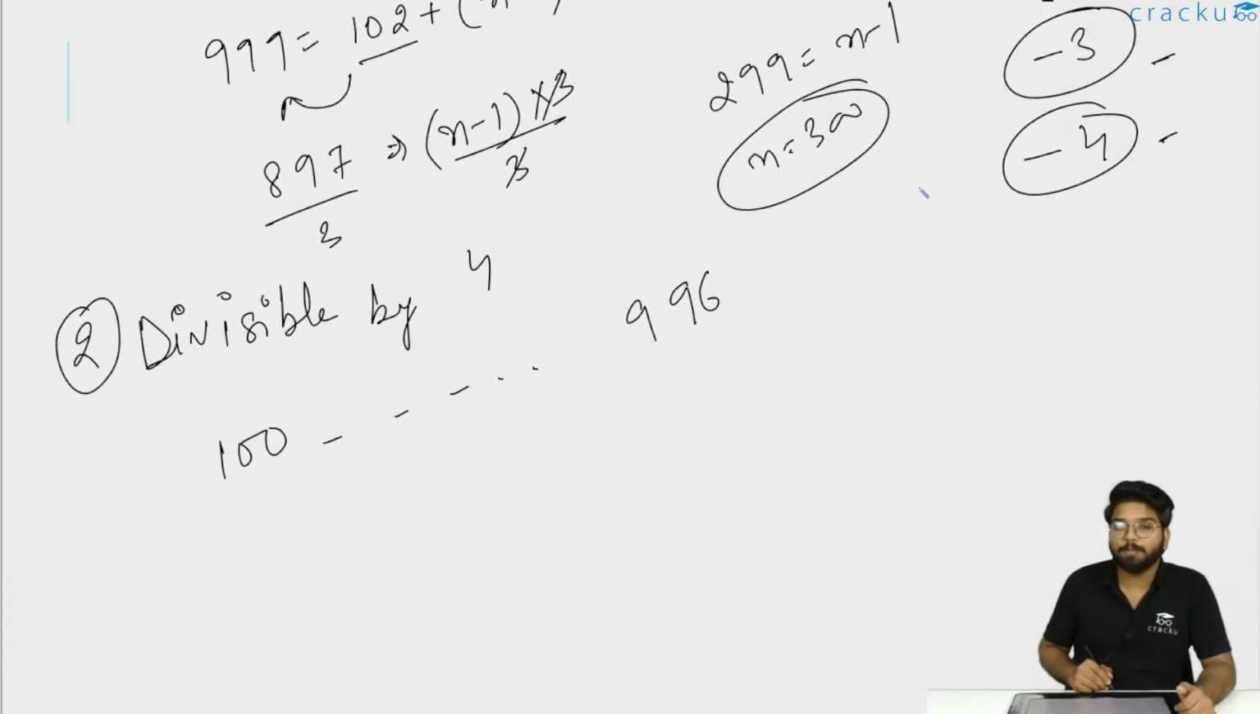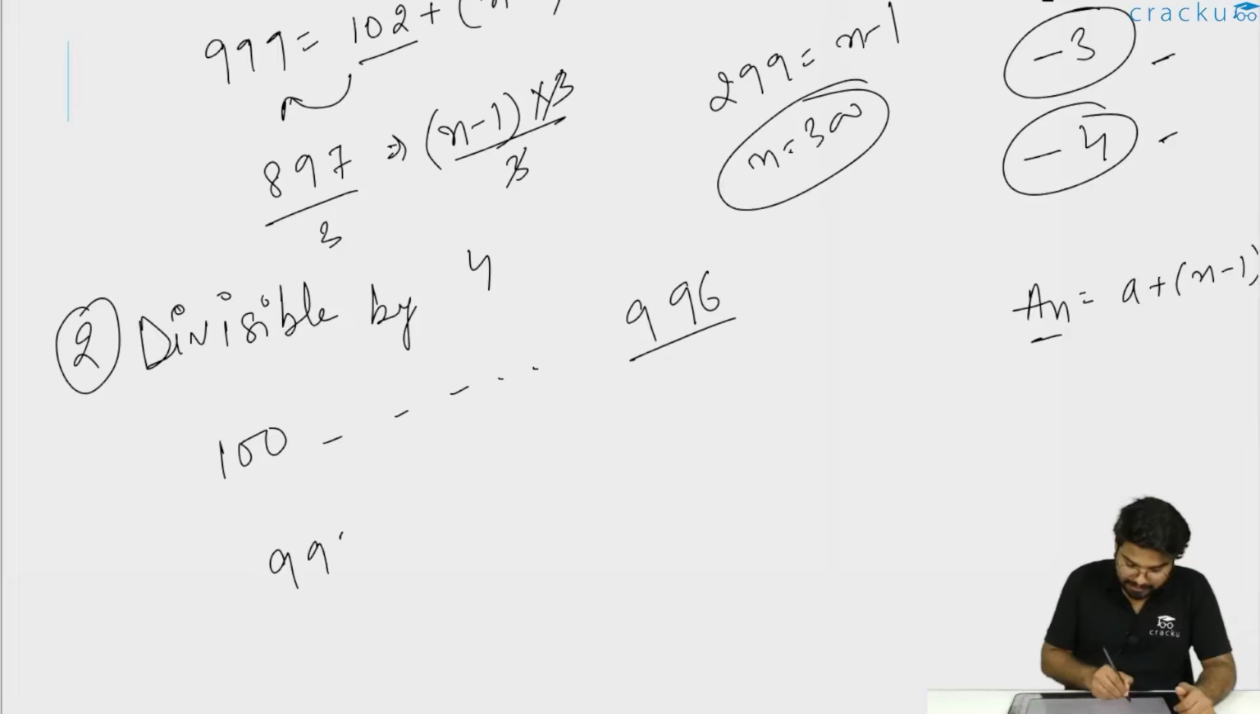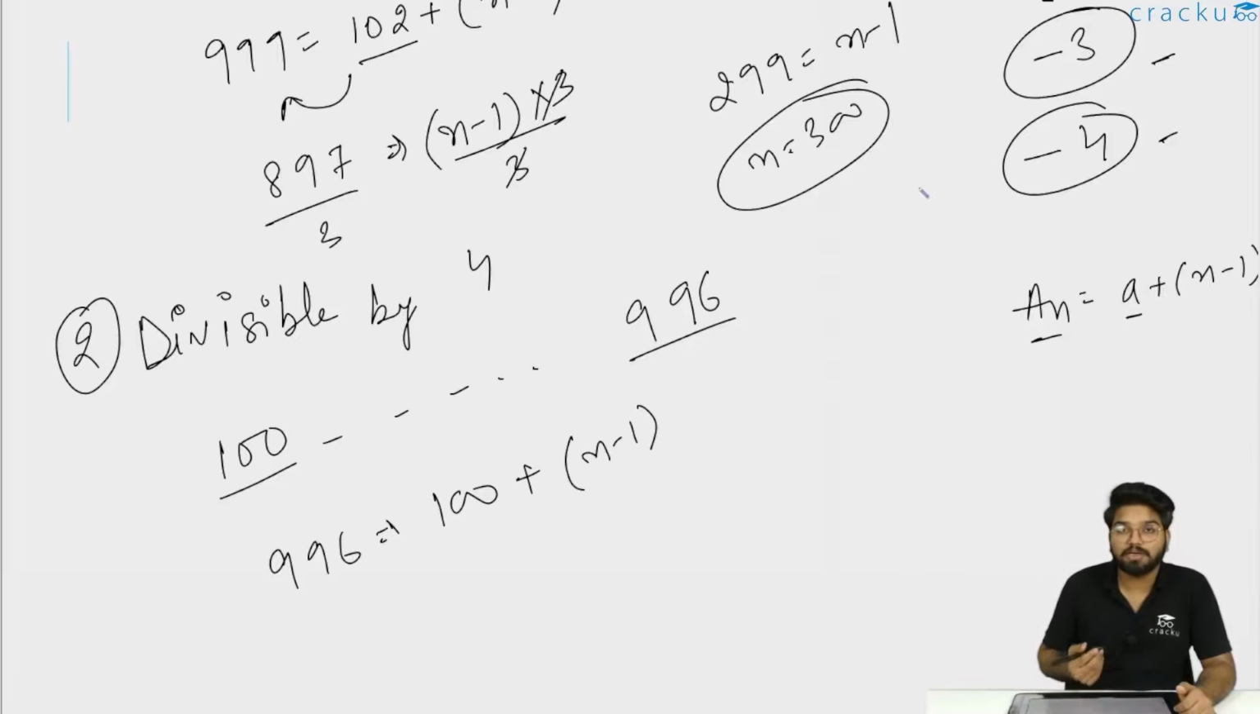Again, we need to find how many terms there are. We will again use the formula: an is equal to a plus n minus 1 into d. An is the last term, 996. This is equal to 100, the first term, a refers to the first term, plus n minus 1. N is what we are finding, and d is the common difference. If we are finding the terms divisible by 4, the common difference between any two consecutive terms will be 4 only.